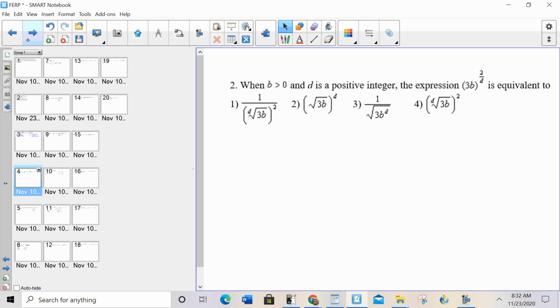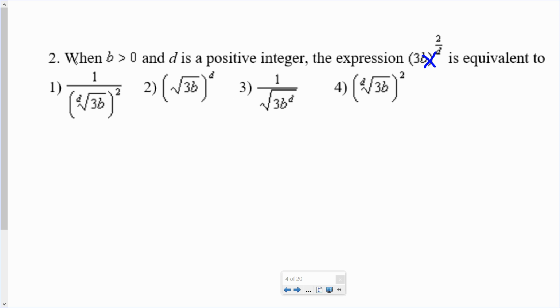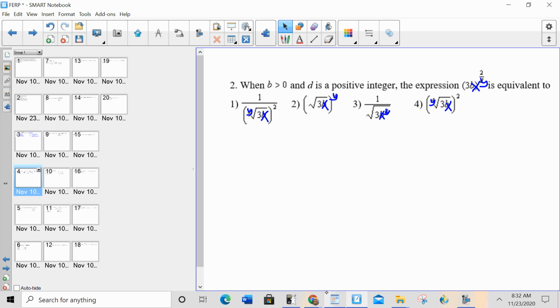Now here, instead of x and y, I have b and d, so I'm just going to replace the b's with x's and the d's with y's, since I have stored values for x and y already. So we're going to start with the original problem.